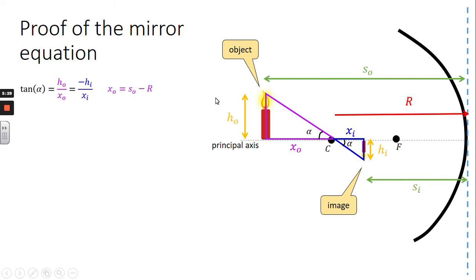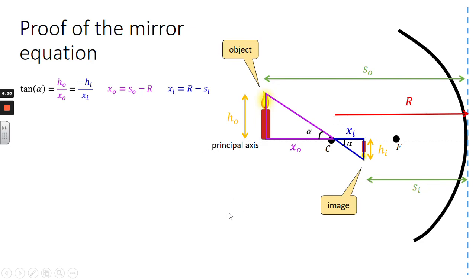I also want to point out that the distance x sub o is the object distance minus the radius. So the distance x sub o here, this purple distance, is this full object distance, and you subtract off the radius. That'll be useful. And then last but not least, I want to mention that the distance x sub i, the blue triangle distance, is equal to the radius, this whole r distance in red, minus the image distance, right? So x sub i is whatever is left over after you take the radius minus the image distance.